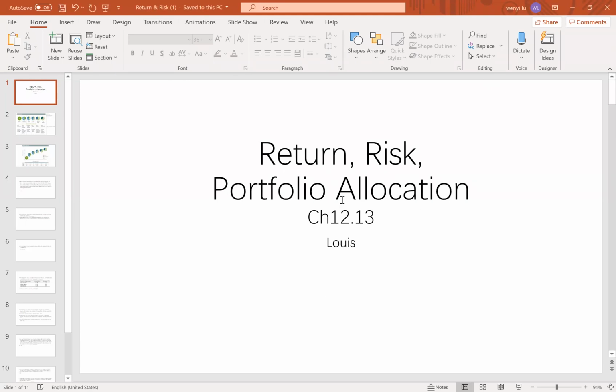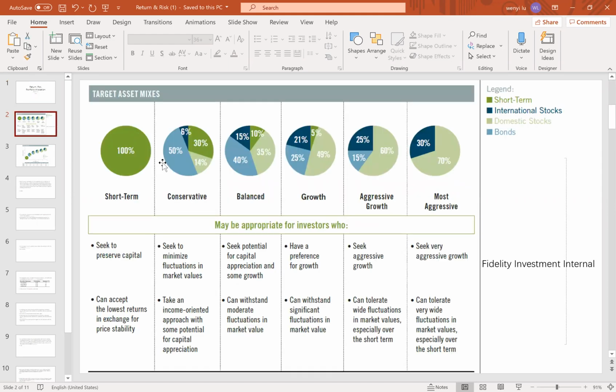So first, let's say what is the portfolio allocation? And you can see here, this one is from Fidelity Investments, in 2020. Basically, for everyone holding an investment portfolio, you can allocate your money based on your goal. For example, most conservative people will invest 100% in short-term loans or short-term credit, and this is very conservative, with a very low rate of return also.